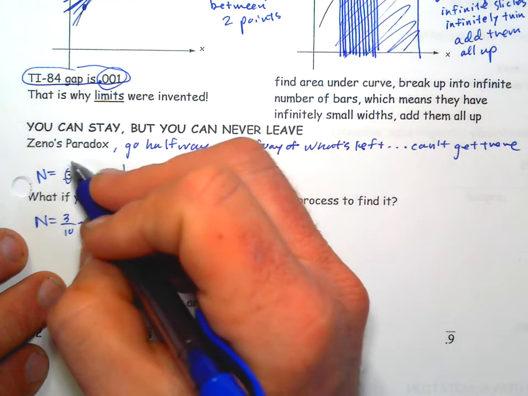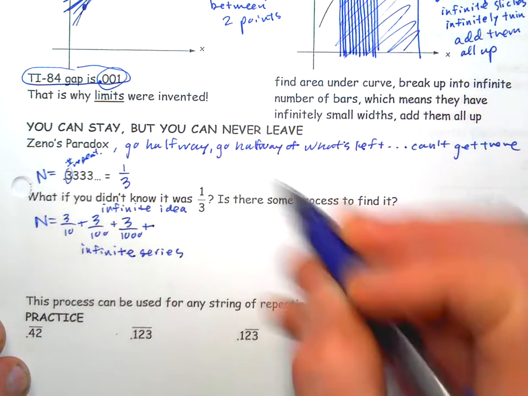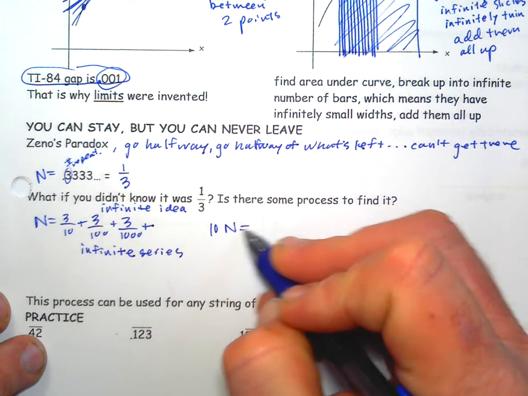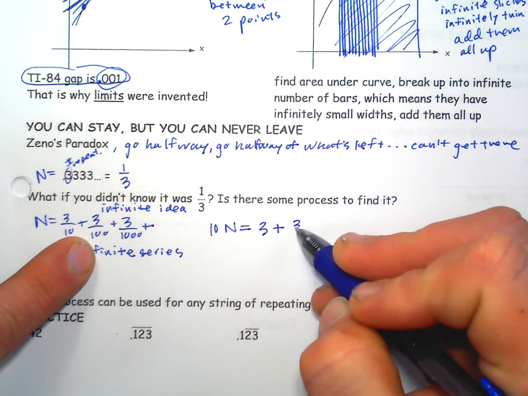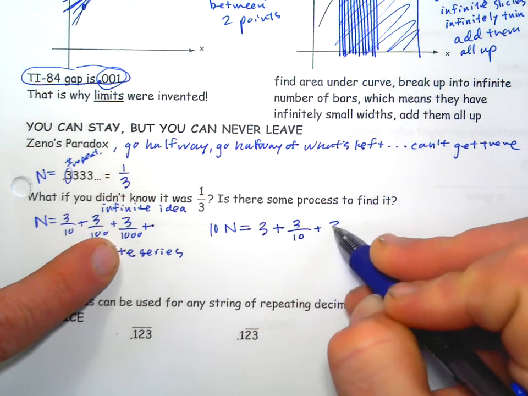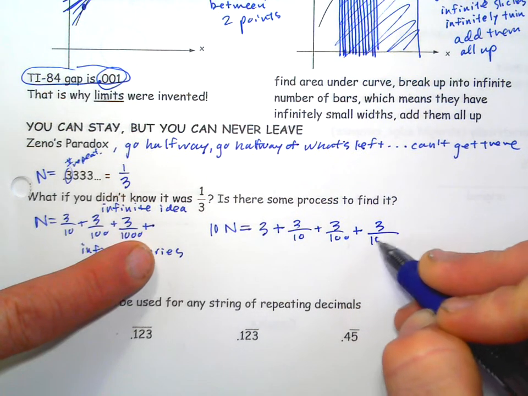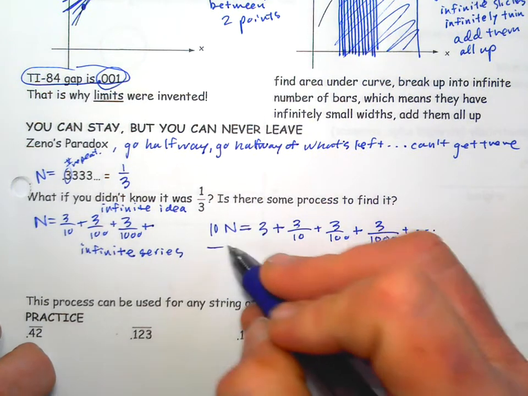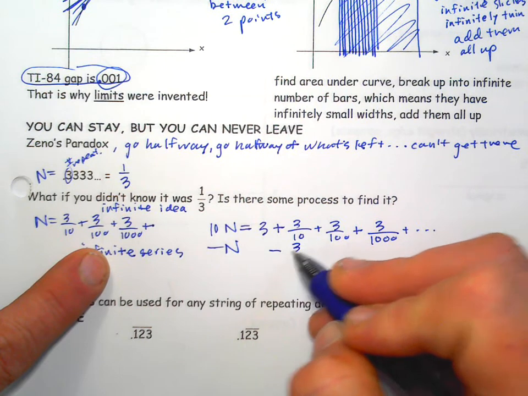However many numbers are repeating in this, let's multiply by 10 to that power. So 10 times n, we're going to multiply both sides by 10. This thing becomes 3 plus 3/10 plus 3/100 plus 3/1000, which would be the next term, and on and on and on. And then we're going to subtract the original number, but we're going to line it up out of convenience.